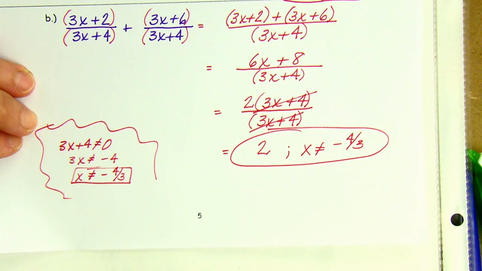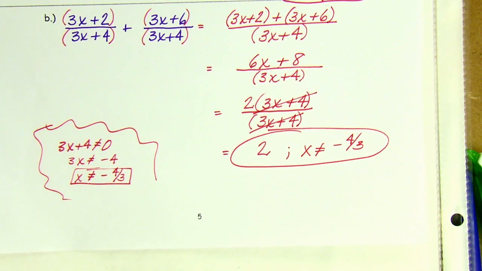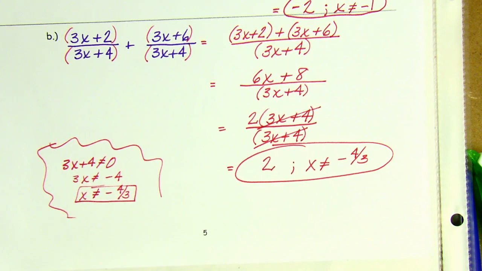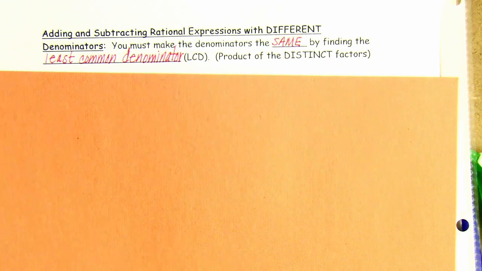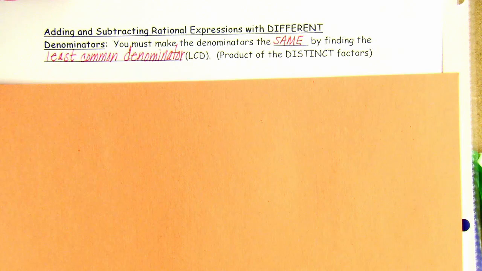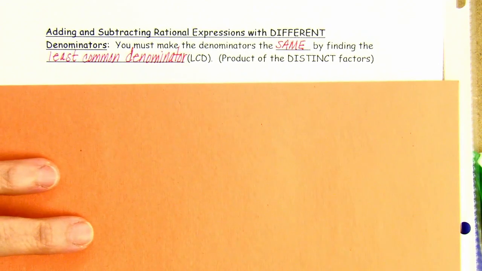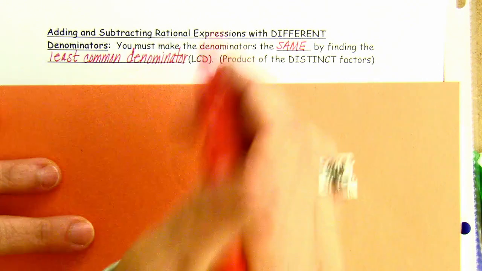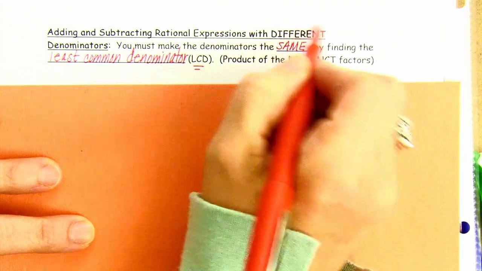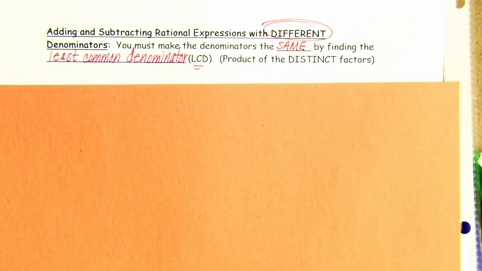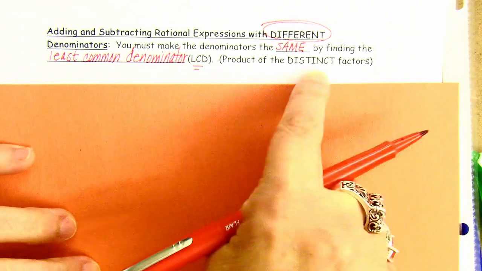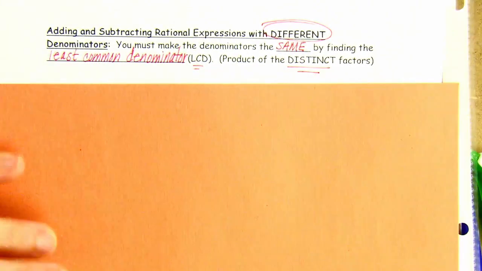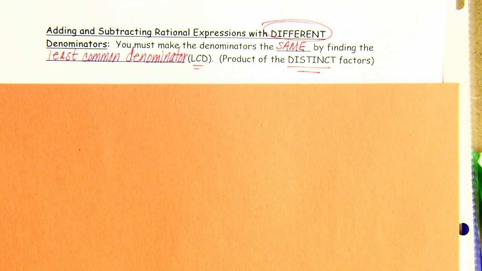Now we're going to move on to adding and subtracting rational expressions with different denominators. When you're adding and subtracting rational expressions with different denominators, you must first make the denominators be the same by finding the least common denominator, or the LCD. Again, these are different denominators. You must write the product of the distinct factors, and we're going to talk about that and how to build an LCD.